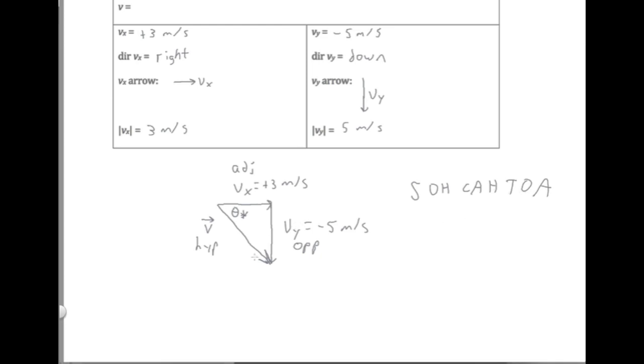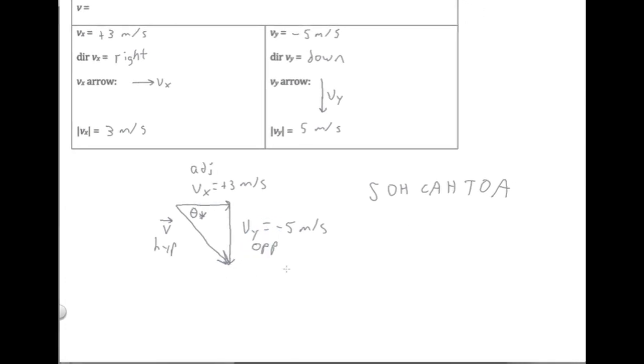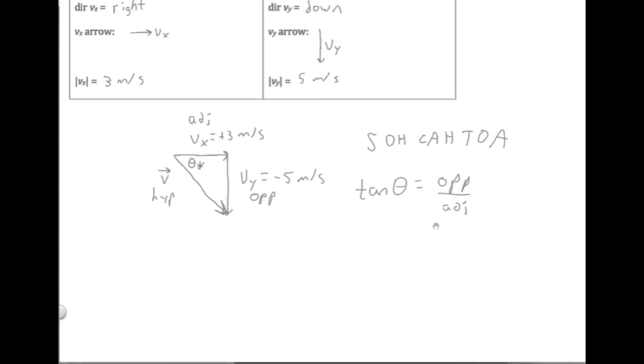We could start by finding either the magnitude or direction. I'm going to do the direction first, because otherwise people might forget the direction if they do the magnitude first. So far, we don't know the hypotenuse, so sine and cosine are not too helpful yet. So now I'm going to use the tangent, which doesn't require us to know the hypotenuse. Tangent theta, TOA, equals opposite over adjacent.